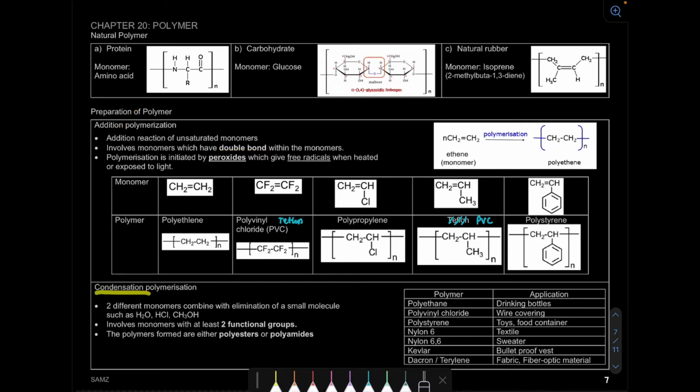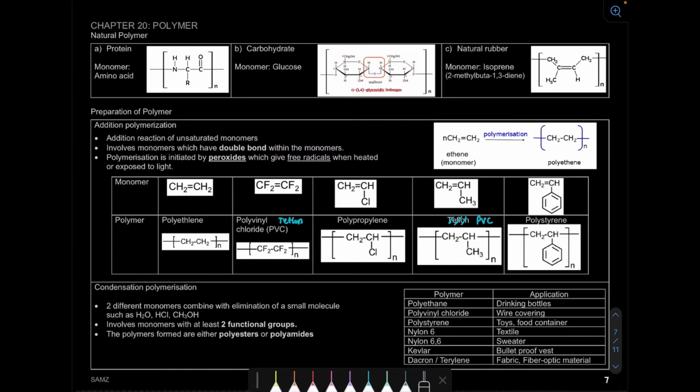So kalau condensation ni pula, the monomer is that it's going to be two different monomers, and then what we're going to do is we're going to combine these monomers and we will eliminate a small molecule. Contohnya sebelum ni we always use condensation reaction kan, we're going to remove water. Tapi dalam case yang for polymer ni boleh remove H2O, HCl, even methanol pun kita boleh. But at least it's going to involve monomer with at least two functional group. So tadi kata addition kena yang ada double bond. Kalau condensation tu mesti at least two functional group present.